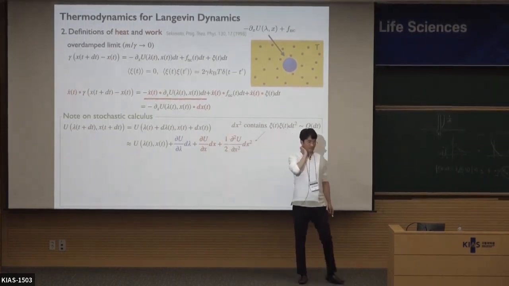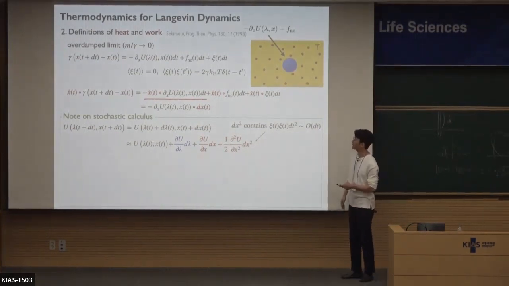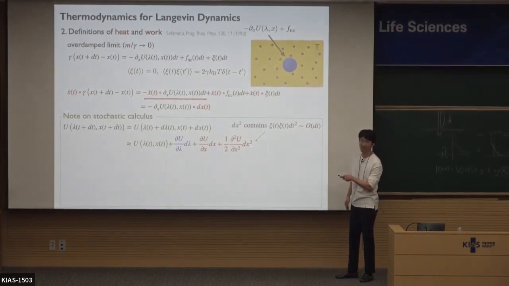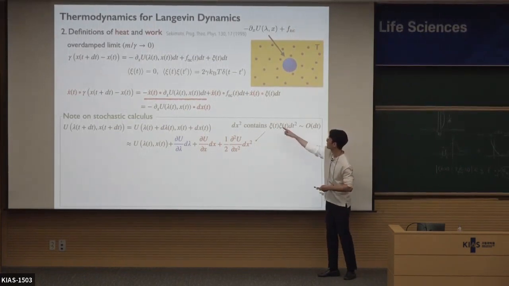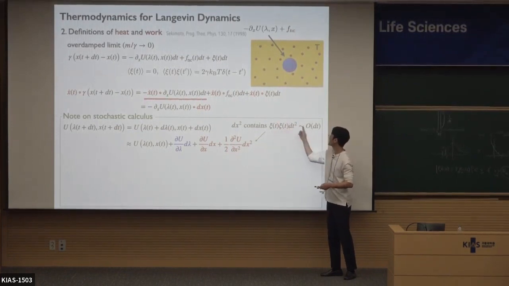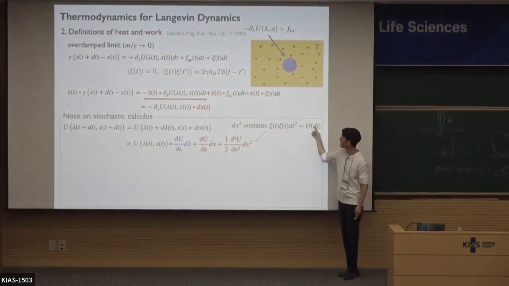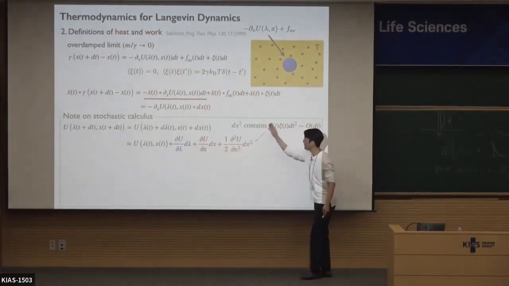However, in this overdamped Langevin system, when we expand this function, we have to keep up to this order, because there is a dx squared here, and dx squared contains this vector. As I mentioned, you can think of this vector as 1 over dt. So this whole term gives an order dt correction, and this order dt correction is the same as the order of this one. That's why we have to keep up to this order.